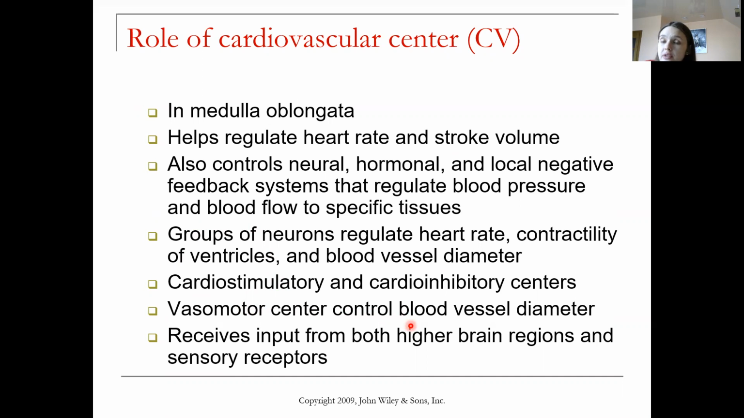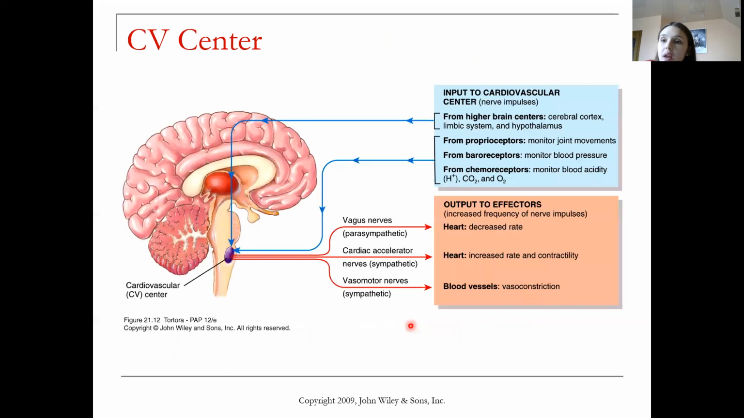Information to the cardiovascular center will be transmitted through sensory information from the peripheral baroreceptors and chemoreceptors, which are mainly located in the aorta and in the carotid sinus. So, the cardiovascular center, you could see here, will receive input, first of all, from higher brain centers like the cerebral cortex, limbic system, or hypothalamus. They will affect the vasomotor center, which is responsible for constriction of vessels, or the effect on the heart, increasing heart rate and its contractility.